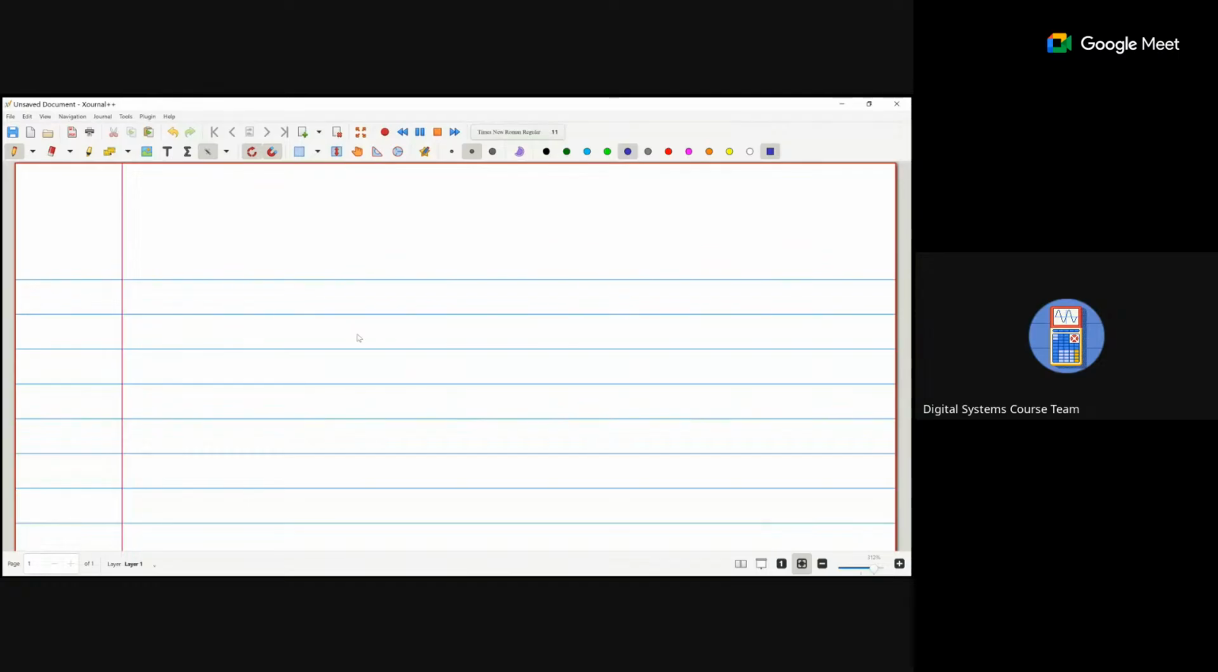So basically, week 9 is about sequential circuits. Till now, we discussed only combinational circuits. From week 9 onward, we go with sequential circuits. So basically, what is the meaning of sequential circuit?